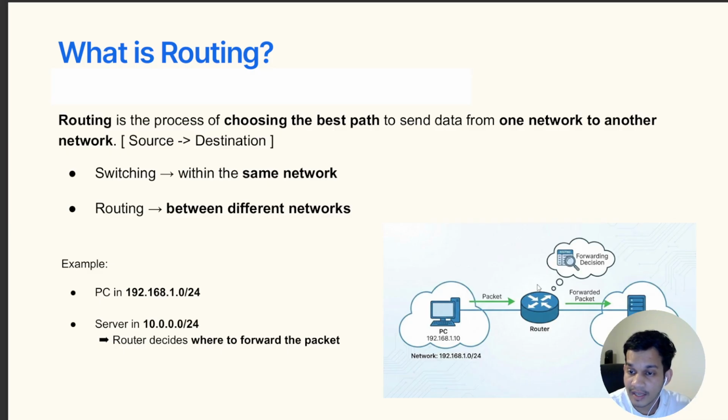As you can see in this example, the PC is in the 192.168.1.0/24 network, whereas the server is in the 10.0.0.0/24 network. So these are completely different networks. Bridging the gap between the two networks is done by the router, and the router sends data from one source network to another destination network. So how does this process take place?